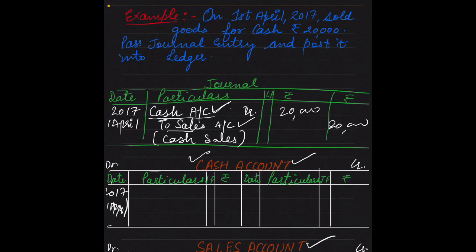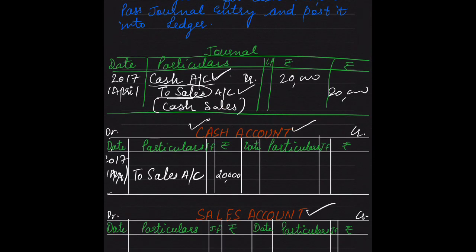The entry will be 2017, 1st April. The posting is this: to sales account, amount 20,000. This is the method of preparing ledger accounts. We are preparing the ledger cash account. Cash is debited, check that in the journal entry. Though we are preparing the cash account, is cash debit or credit? Cash is debit. What is opposite in the cash account? Sales is opposite. So cash is debit, then in the cash account sales will be debited.